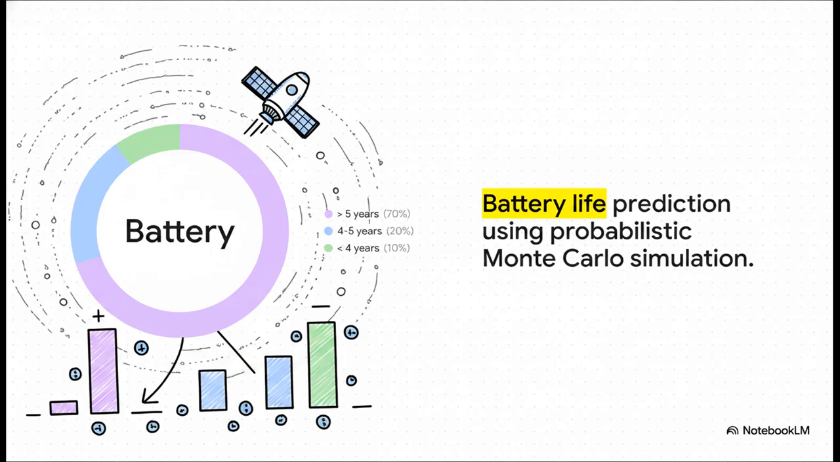But when done right, the clarity it provides is unparalleled. Consider predicting spacecraft battery life. Instead of a single, risky guess that the battery will last exactly 5 years, Monte Carlo gives you the truth. It reveals a 70% chance it lasts more than 5 years, a 20% chance it lasts 4 to 5 years, and a 10% chance it dies in under 4 years. For anyone managing risk, having this detailed map of probabilities is just infinitely more useful than a single deterministic guess that leaves you entirely blind to a worst-case scenario.